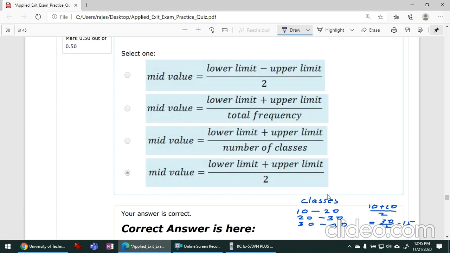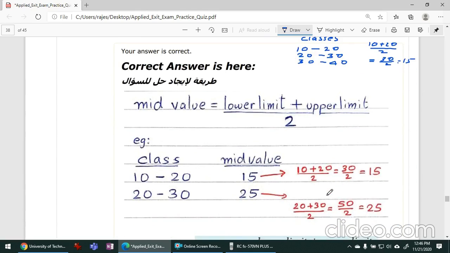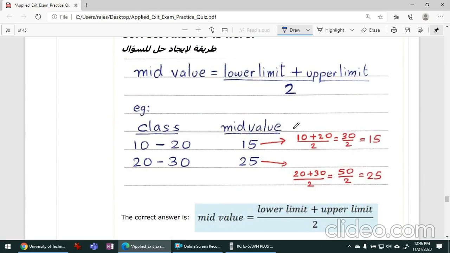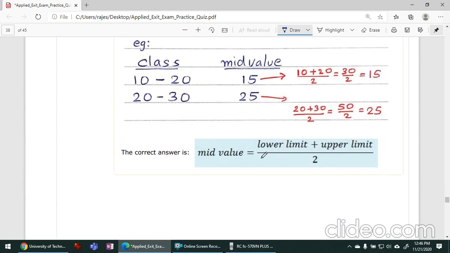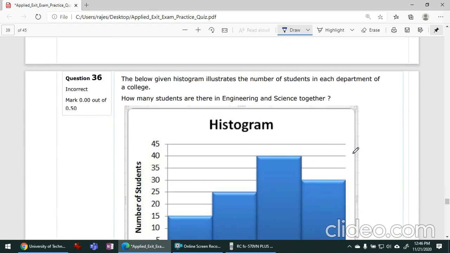So that is the rule. They are asking what is the rule. Lower limit means 10, upper limit means 20. So lower limit plus upper limit by 2, so 10 plus 20 divided by 2. Remember, mid value is lower limit plus upper limit divided by 2. See here, class is 10 to 20 means 10 plus 20 by 2, 30 by 2 equal to 15. If this is the class, then 20 plus 30 divided by 2, that is 50 by 2 equal to 25. So the correct value is lower limit plus upper limit by 2.